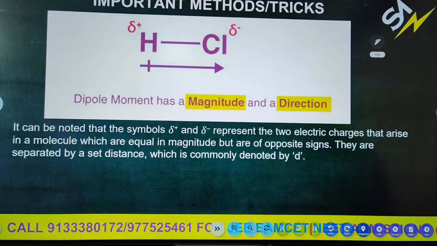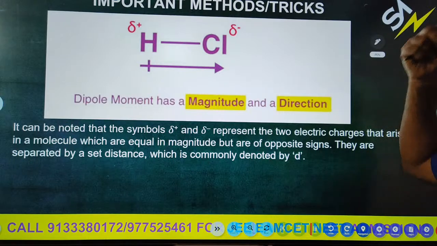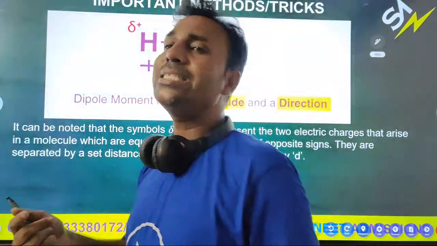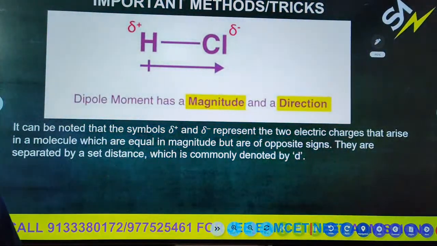What is the name of this molecule? HCl, hydrochloric acid molecule. What type of bond is there between them? Don't say it is ionic just because it shows charges. Due to the charges, students can expect it to be an ionic compound, but it is not ionic. It is a covalent molecule. But why does it show charges?